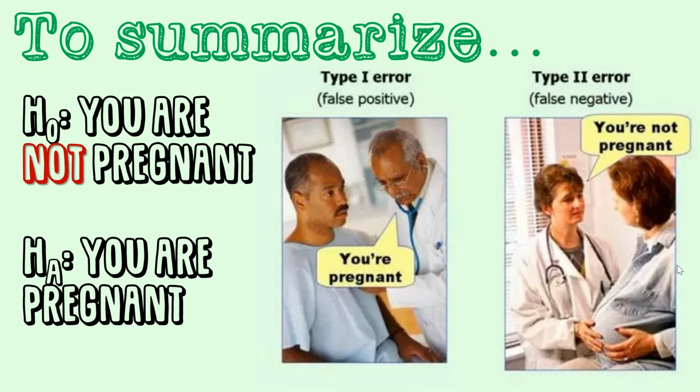All right, so to summarize, I love this kind of picture because I really think it helps you see. So again, the null is you are not pregnant. The alternative is you are pregnant. Something kind of funny, but it's very, very humorous. So anytime you hear someone say, oh, this was a false positive or a false negative, you know in your statistical heart deep down that it's actually a type 1 or a type 2 error.